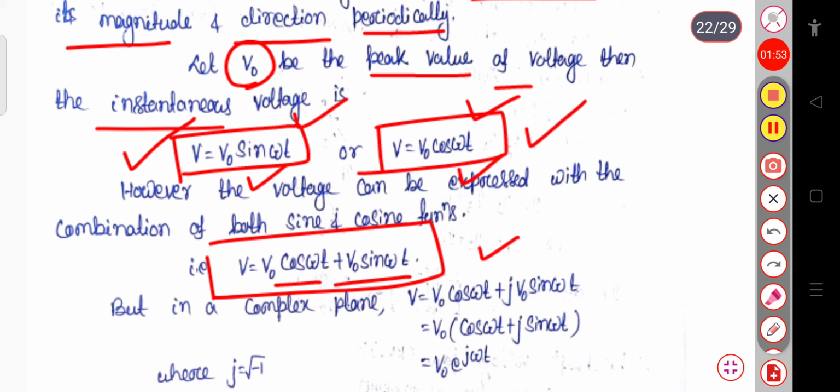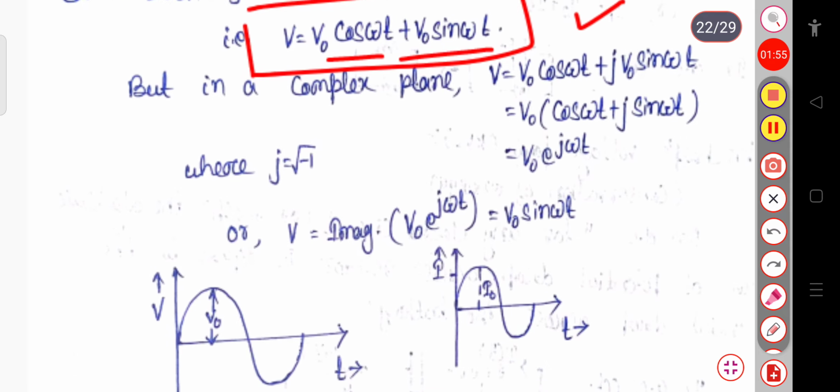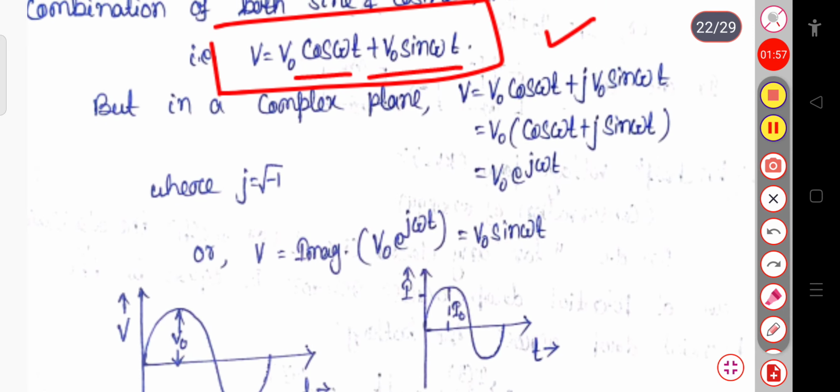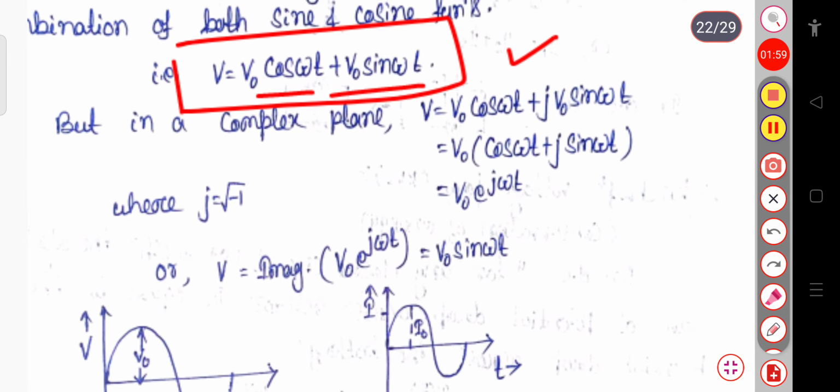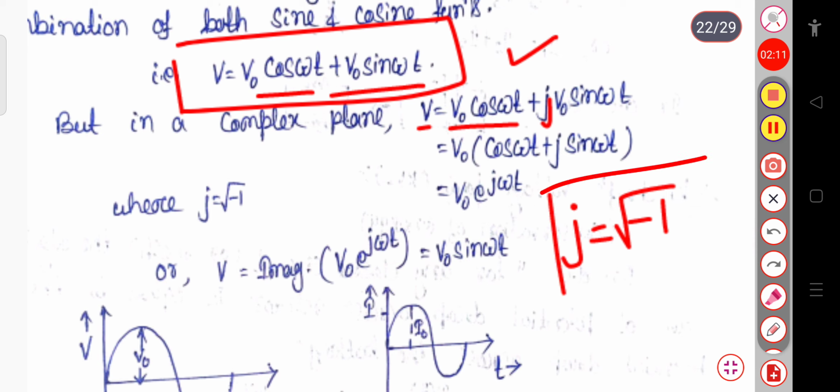But if we write this in the complex plane, then this potential difference will be V equal to V naught cos omega t plus j V naught sin omega t. This j is the imaginary number, or it can be represented as square root of -1. As in the case of the complex number, we denoted this as iota, that is equal to root over -1.